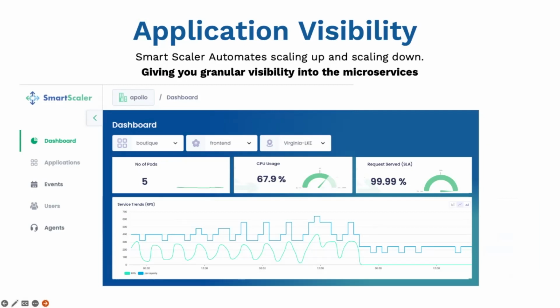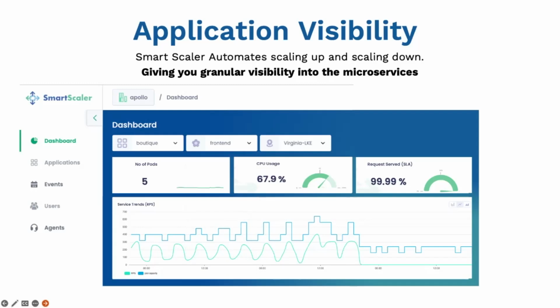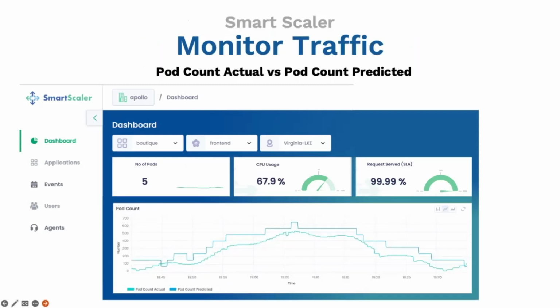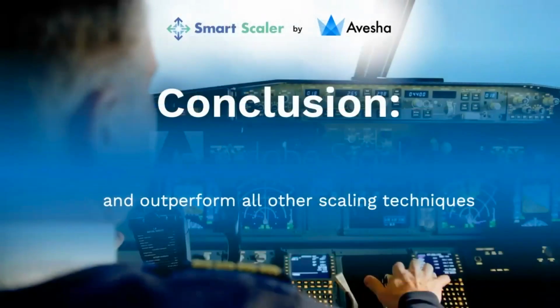SmartScaler automates scaling up and scaling down and giving you visibility into those microservices. Take a look at the namespace in the upper left corner. We can dig into the namespace and microservice, giving you the insight of how microservices are running. And SmartScaler monitors traffic. Here we can see pod count versus predicted. And of course, you can monitor your SLAs.